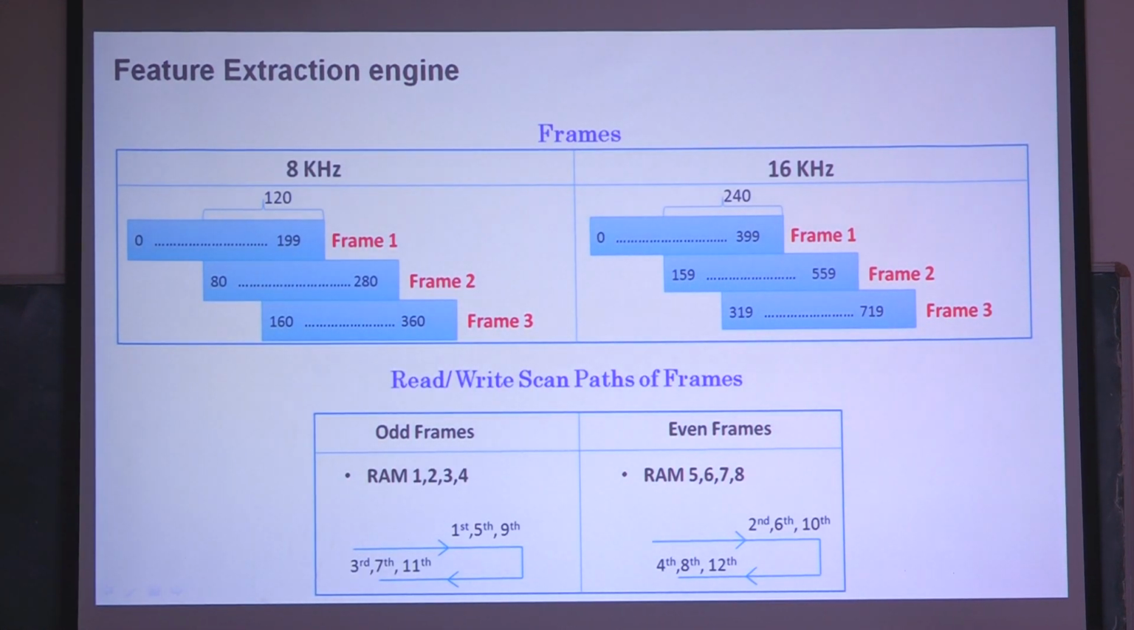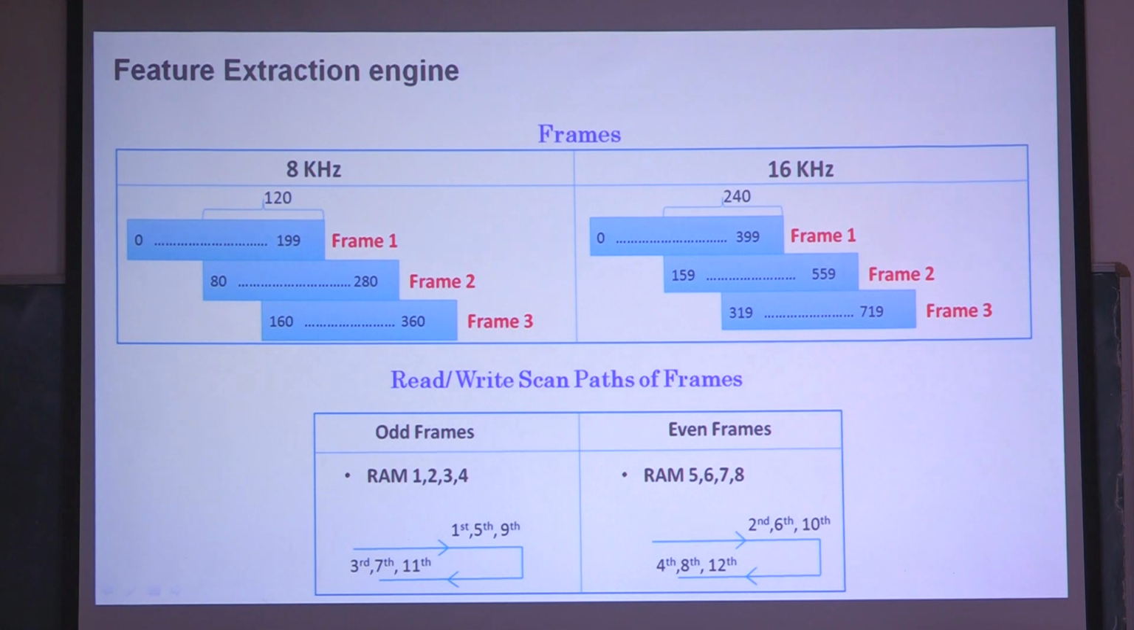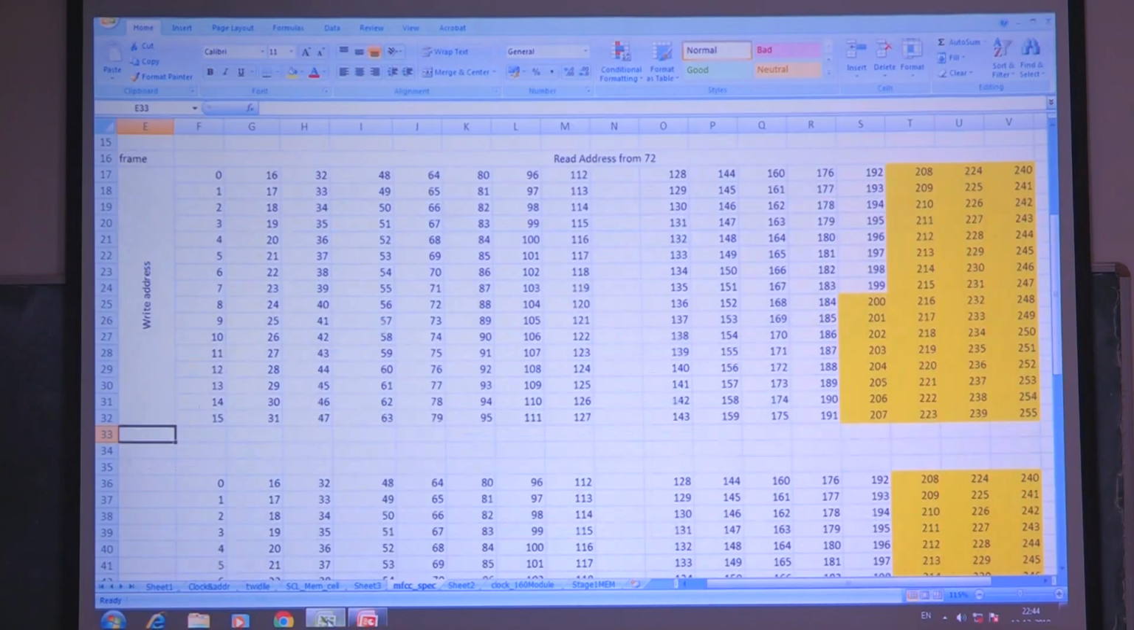So as we discussed before, the frame period and the number of samples per frame, based on that, we have to generate an address for read and write for the scan paths of read and write. So to generate these things, we'll just analyze what is the address we record for the frames.